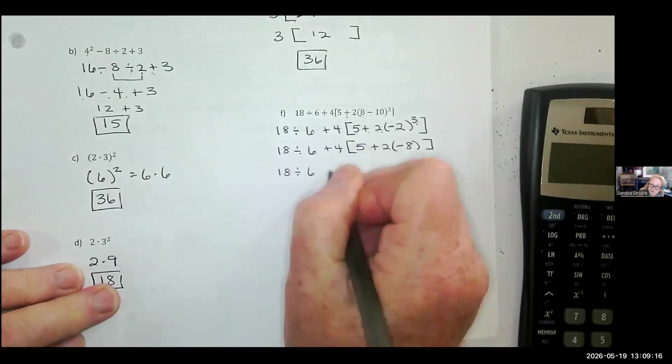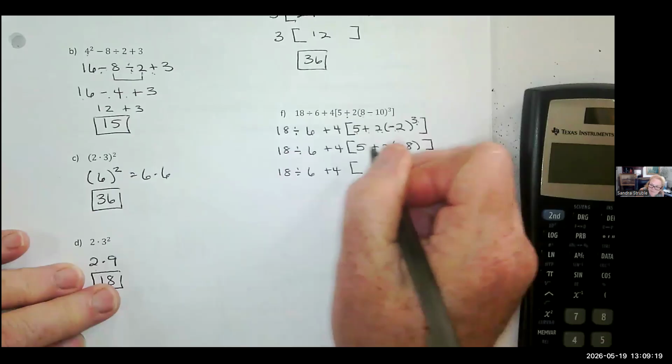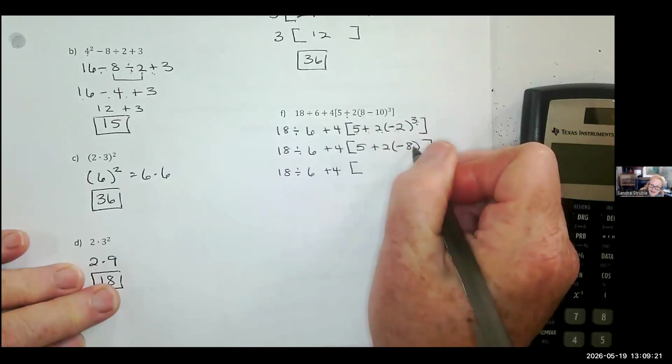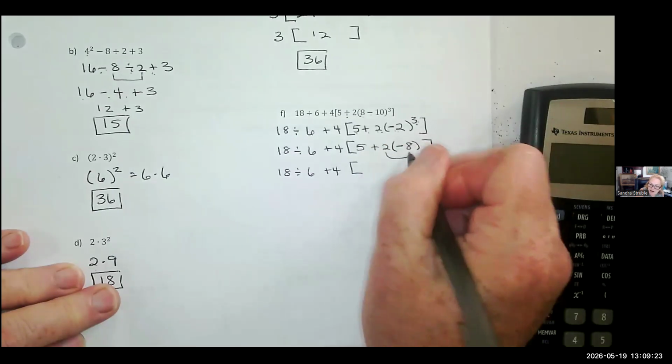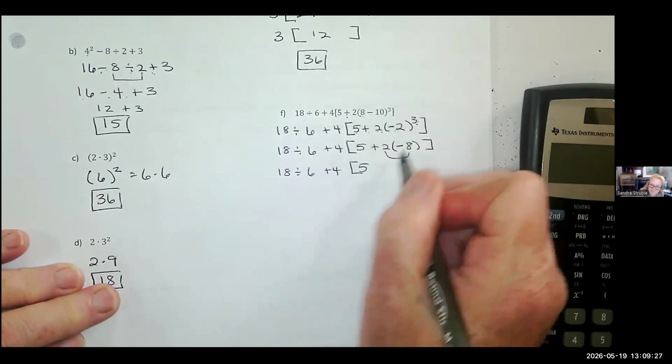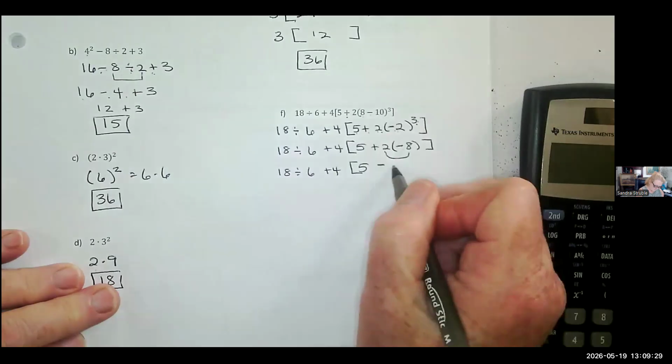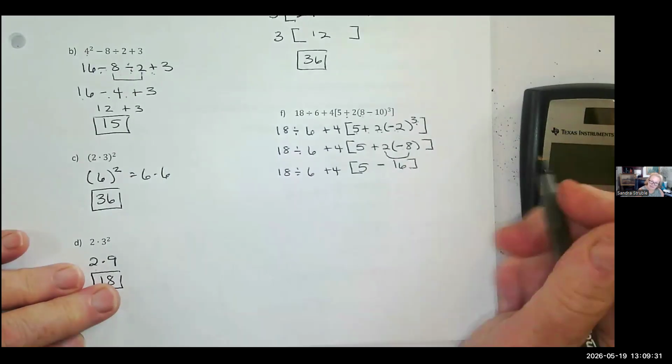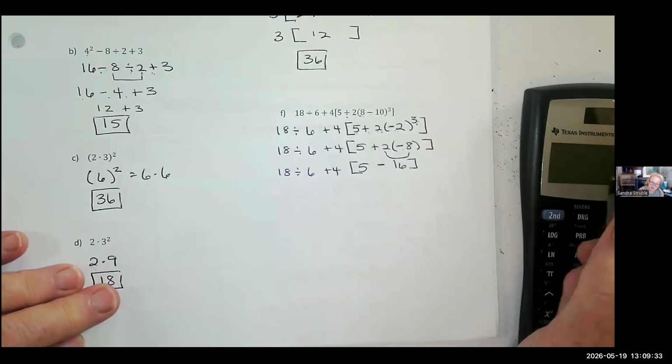5 plus 2 times negative 8. We have to multiply before we can add. Positive times a negative is a negative. 2 times 8 is 16. Okay. We still have a parenthesis we've got to get rid of before we can start combining other things.